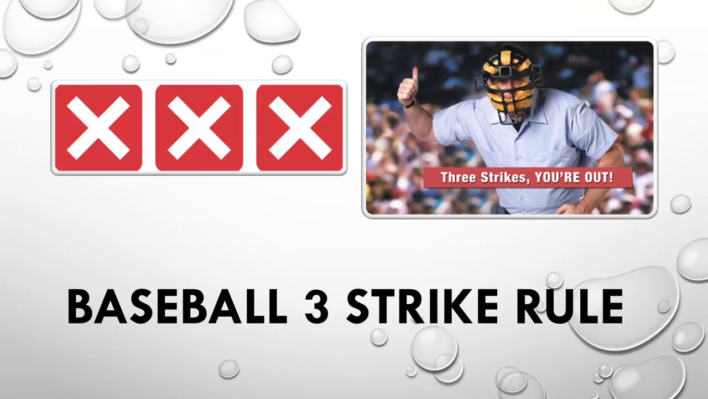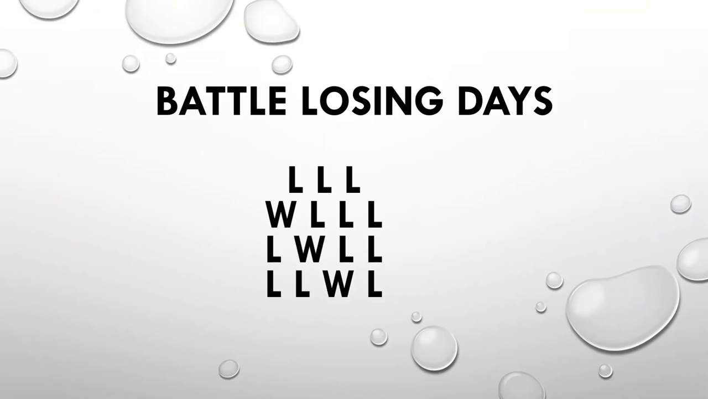So I have this 3-strike rule. Now this kind of gives you an example of how my losing days would result. So a losing day can be 3 losses in a row. It can be a win followed by 3 losses in a row. So basically it's any situation whereby within the first 4 trades I've lost 3 times.